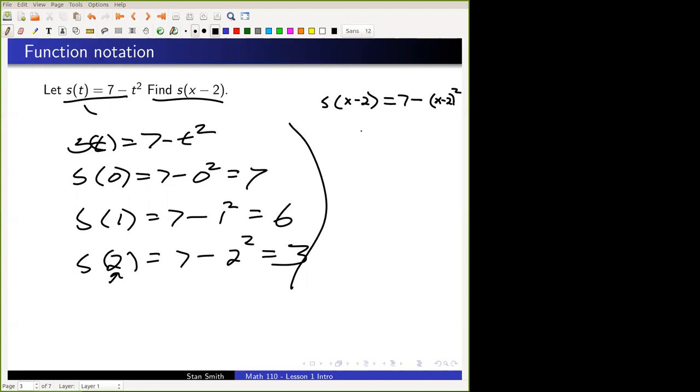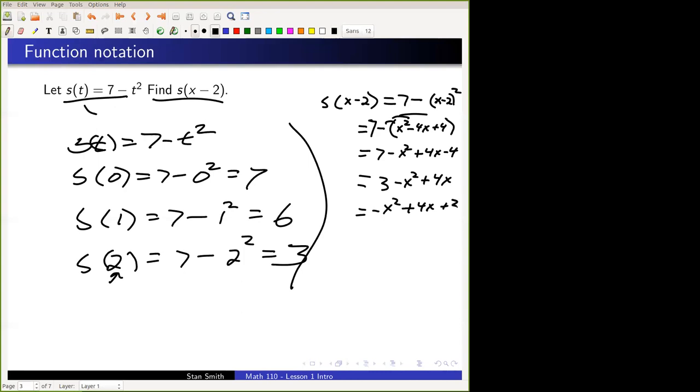If you want to go ahead and multiply it out and simplify it to see if there's a multiple choice answer that matches, then absolutely, you've got to do a little more work. 7 minus (x minus 2) squared is x squared minus 4x plus 4. So this is equal to 7 minus x squared plus 4x minus 4, where I've distributed the negative sign through. 7 minus 4 is 3, minus x squared plus 4x. Now, usually you put the x squared first, so I'm just going to rearrange it. Negative x squared plus 4x plus 3. But that's whatever. Some people arrange it the other way, 3 plus 4x minus x squared. If you work with Mathematica, that's what it is. So that's functional notation.